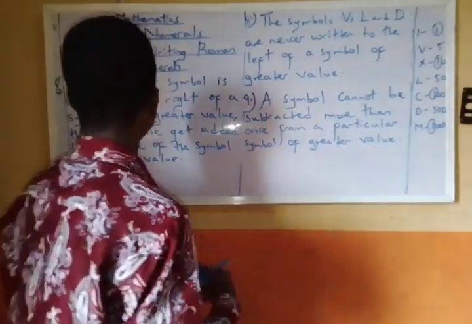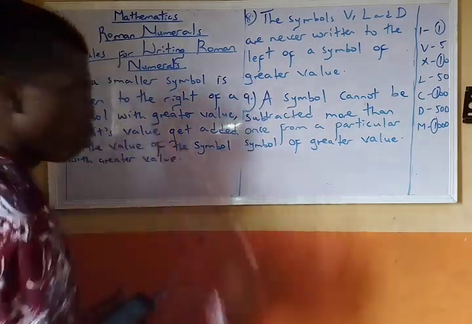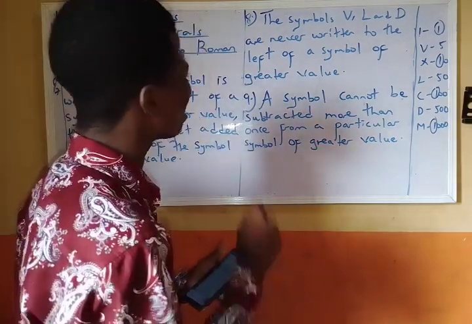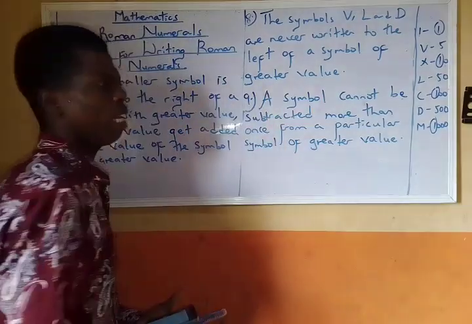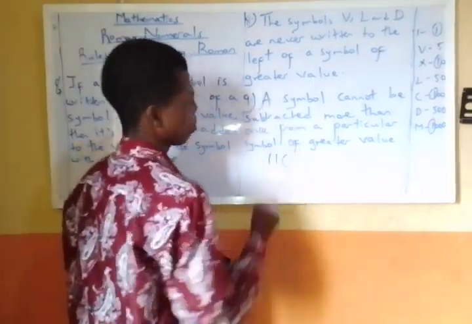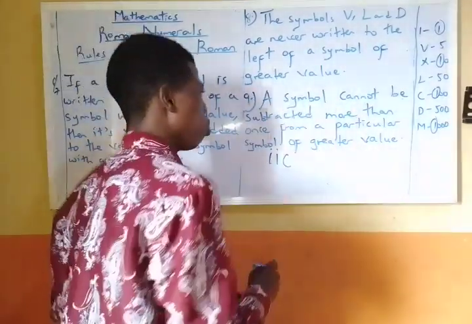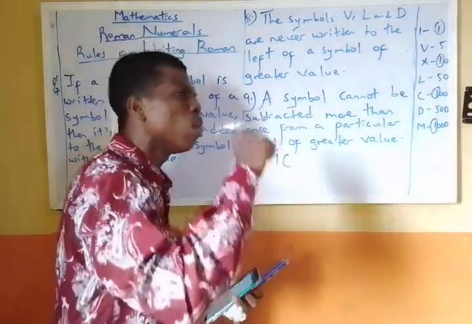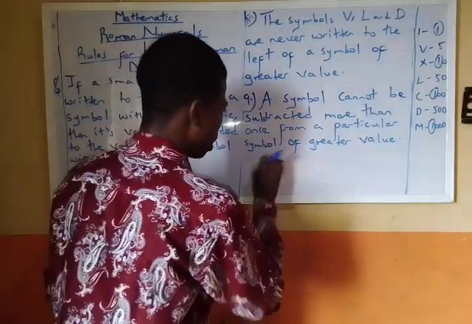Remember that when I told us that when you write it to the left, it means you're subtracting, right? That means that we cannot repeat a symbol on the left hand side. So that means I cannot have IIC. It's wrong. A symbol cannot be subtracted more than once, although that symbol can be repeated up to 3 times when you are adding. Don't get this confusing. Look at this now.